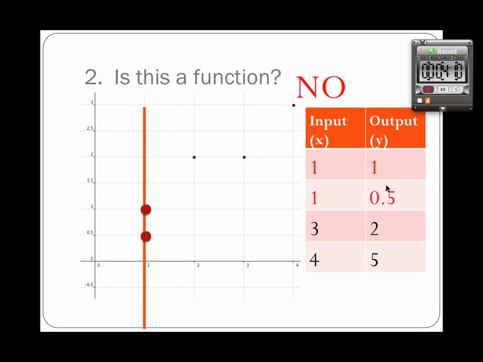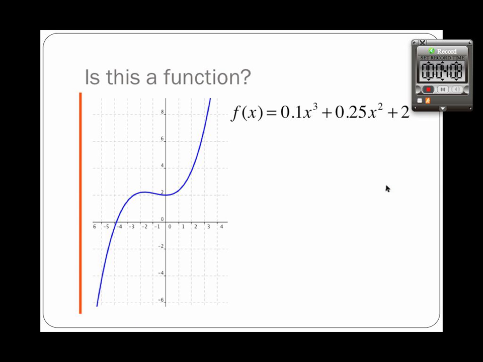Okay, those were examples of just specific points. Let's look at actual equations now. I have a relation here: f of x equals 0.1 times x to the third plus 0.25 x squared plus 2. I'm going to take my vertical line and run it through. If you notice, it touches the graph, but it never touches it in multiple points at the same time. I'll play it back a little and slow it down if you need to see it again, but it only touches the graph at one point at a time. So yes, this is a function.